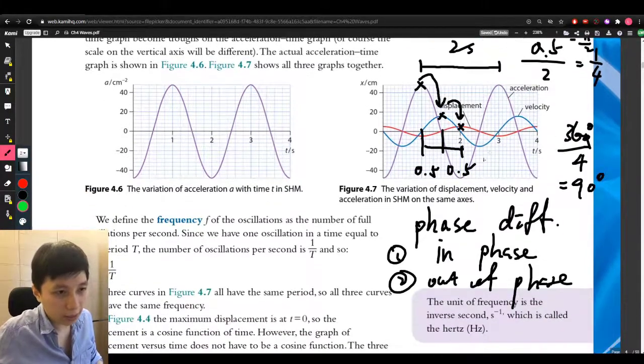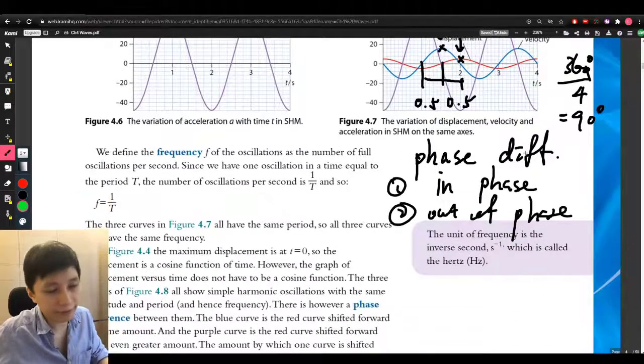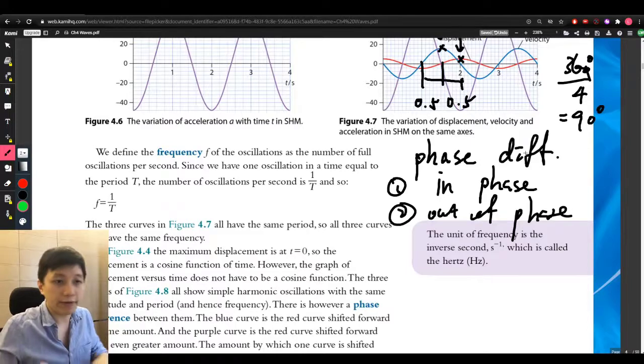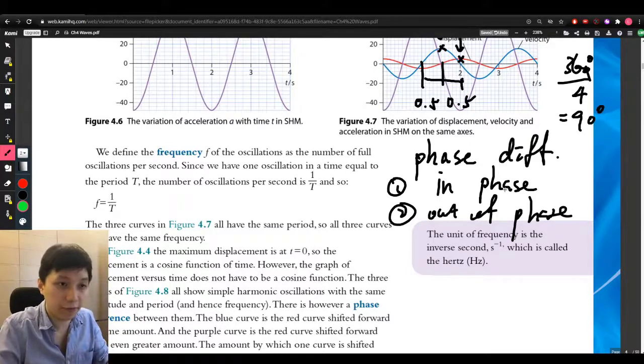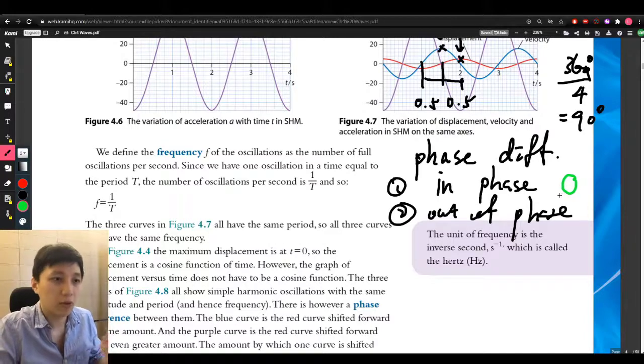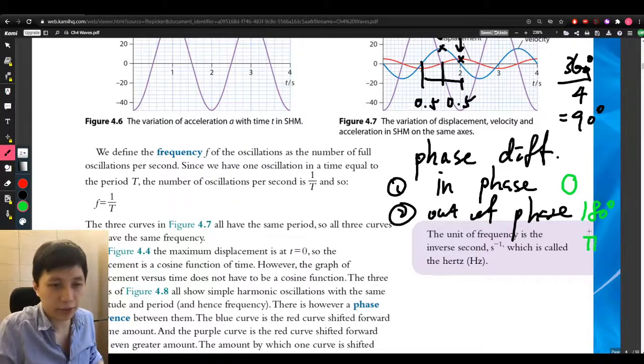You can also apply the same idea to quantify the so-called idea of in phase and out of phase. So in phase is simply they move together, so obviously the phase difference would be simply 0 degree. For out of phase, then that would be 180 degree, or you can call it pi. Simply pi is 180 degree.